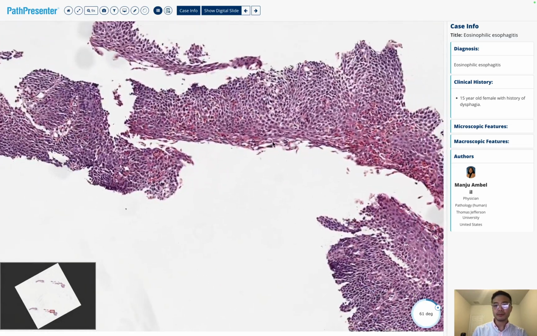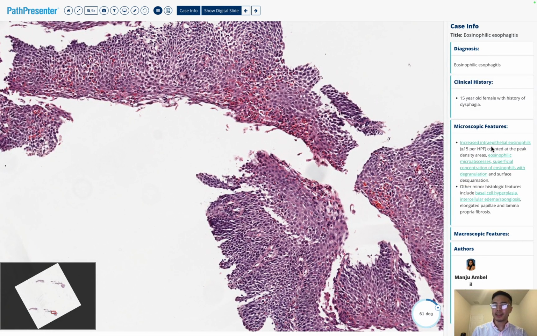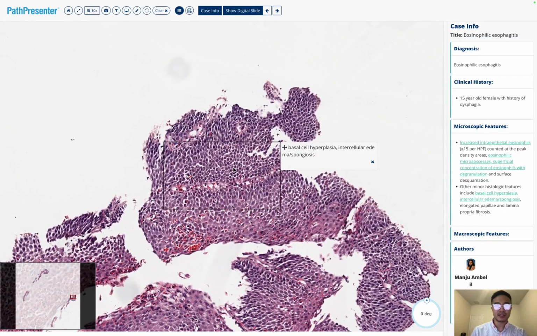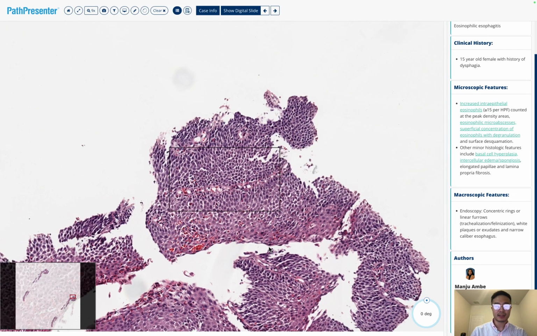All right, so let's look at what they mentioned. Increased intraepithelial eosinophils, yep. Eosinophilic microabscesses, yes. You'll also see basal cell hyperplasia and intercellular edema. So here we see some basal cell hyperplasia. Macroscopic features, you'll see concentric rings or linear furrows, white plaques or exudates, and narrow caliber esophagus.